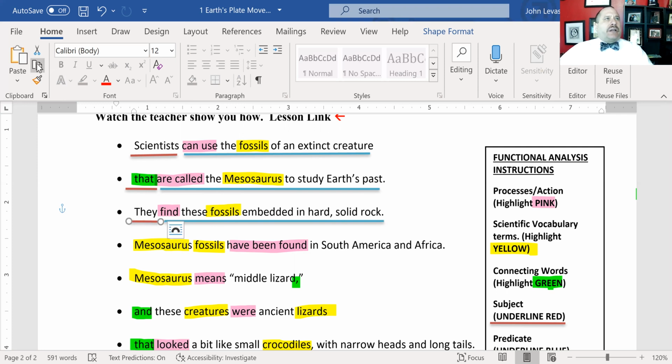And what's the next subject? I will let you take a guess at what the next subject is. And if you guessed Mesosaurus fossils, you are right. Mesosaurus fossils. How did you know that was the subject? Well, that's what the sentence is talking about, and it comes before the verb. So this is what we're talking about. And what are we saying about Mesosaurus fossils? We are saying that they have been found in South America and in Africa.